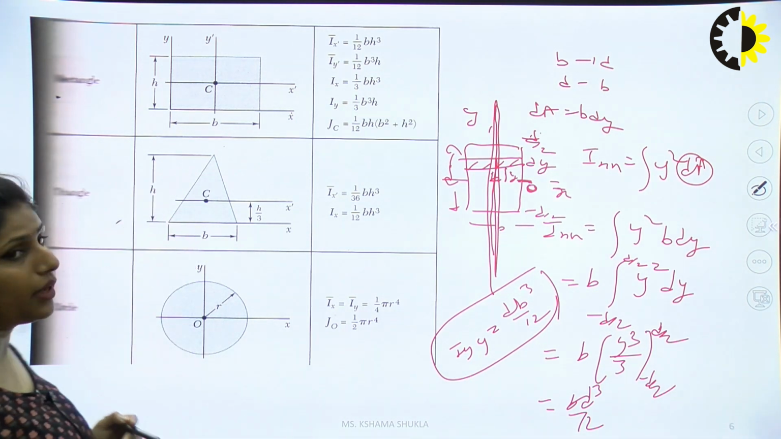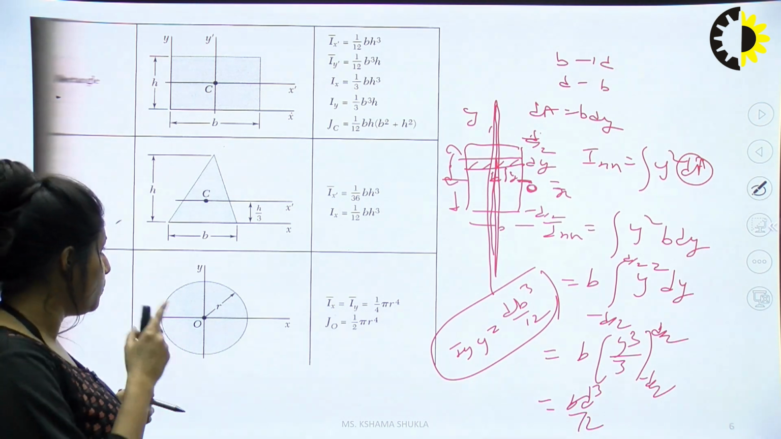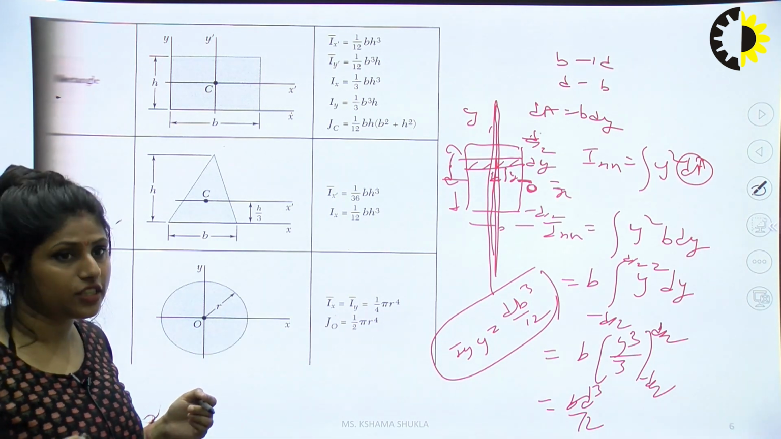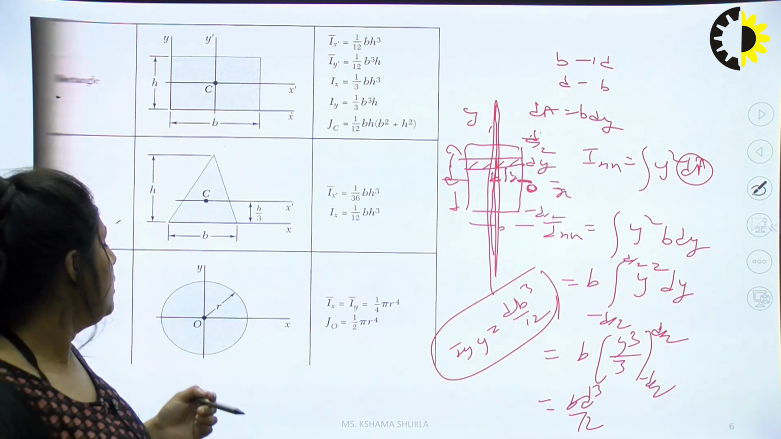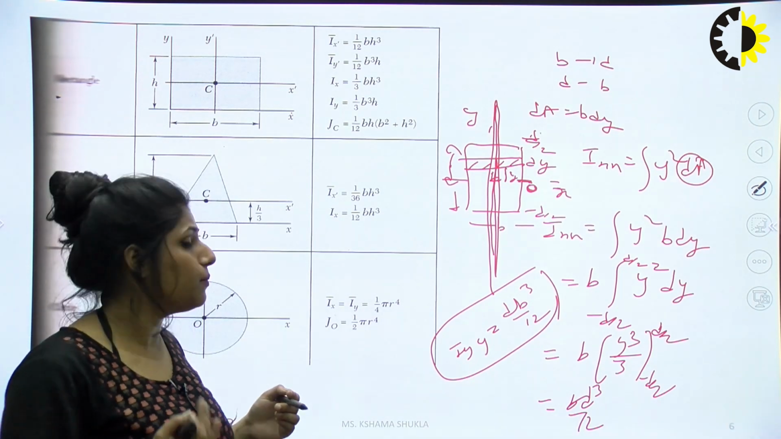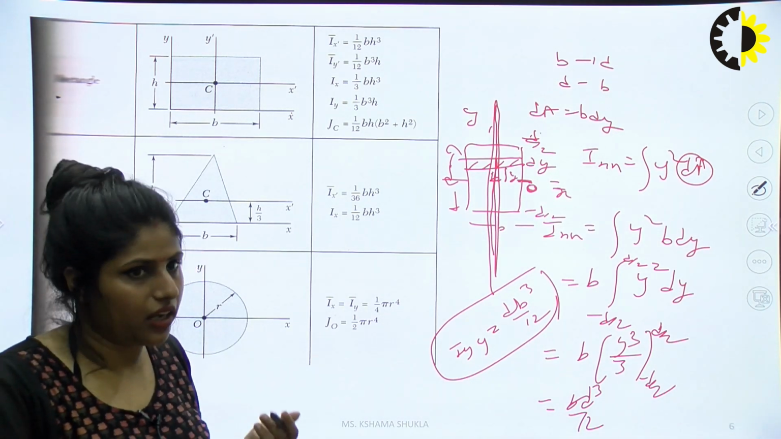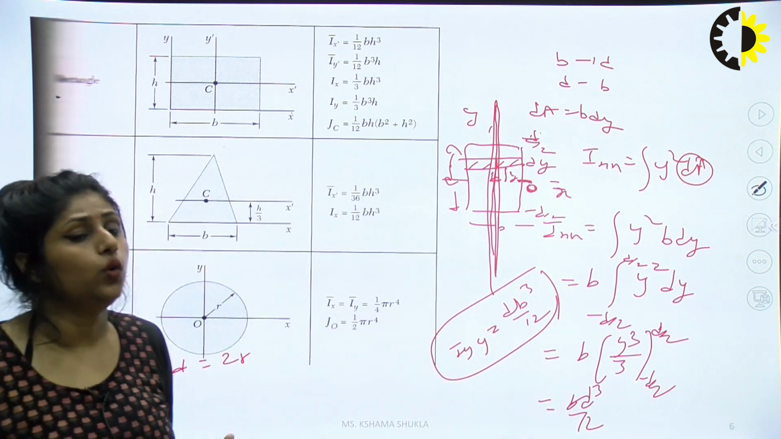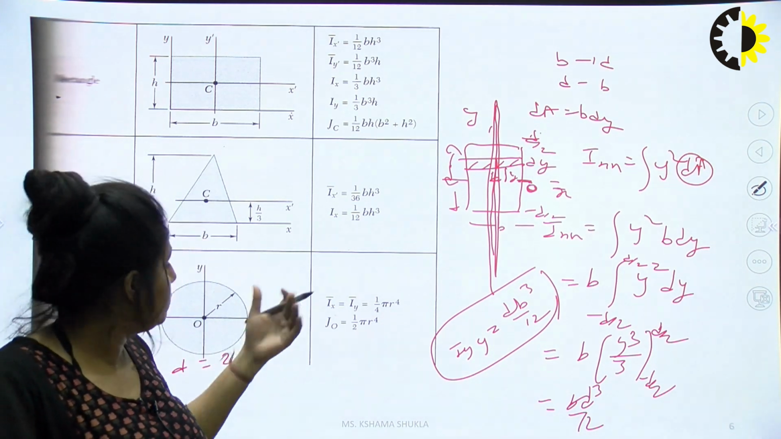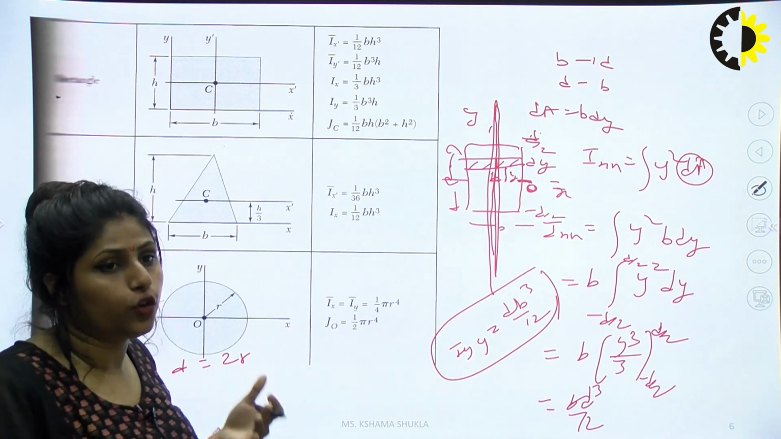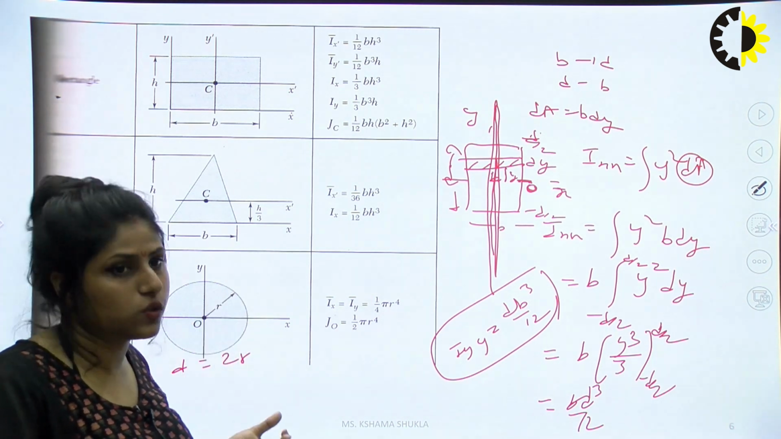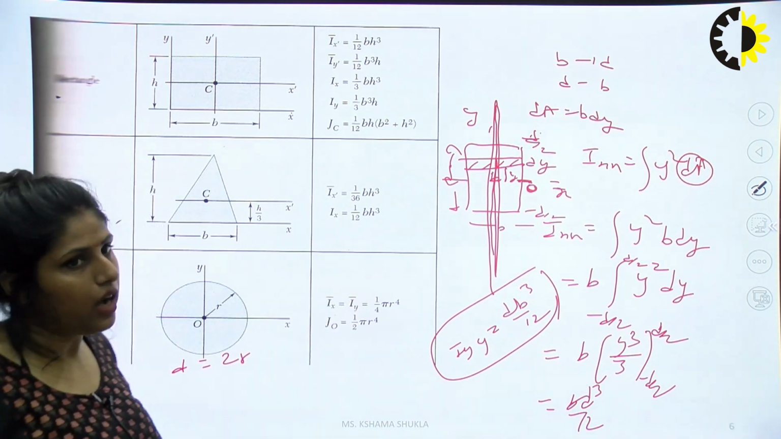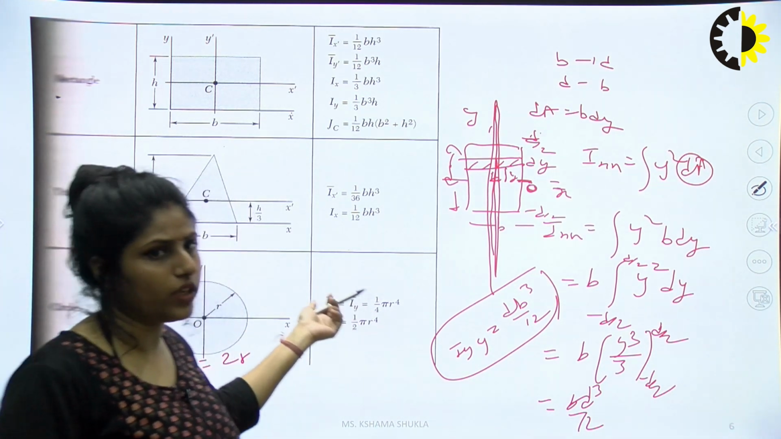For triangle, remember bh cube by 36 and hb cube by 36. For circle, remember pi d to the power 4 by 64 in terms of diameter. If we need to remember it in r terms, you can remember it in r or diameter. You know that d is 2r. If you want to remember it in diameter form, it's okay. If you want to remember it in radius form, it is also okay. In radius terms, it is 1 by 4th of r to the power 4. You can change and check it.